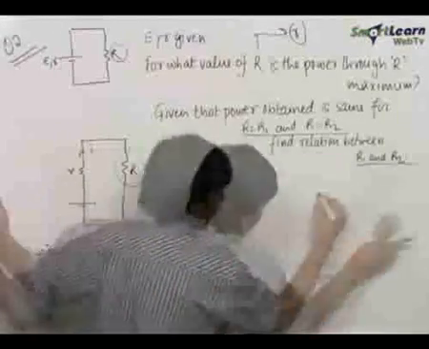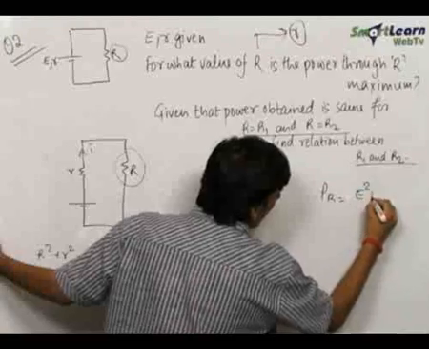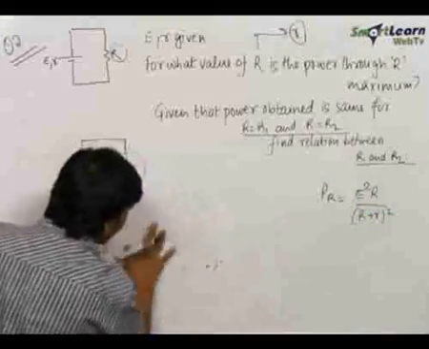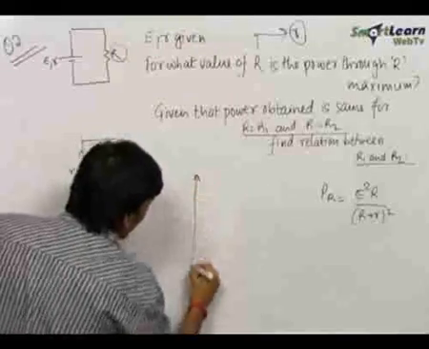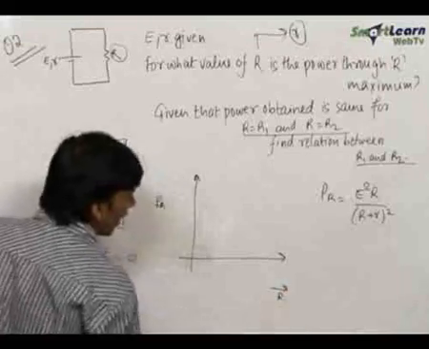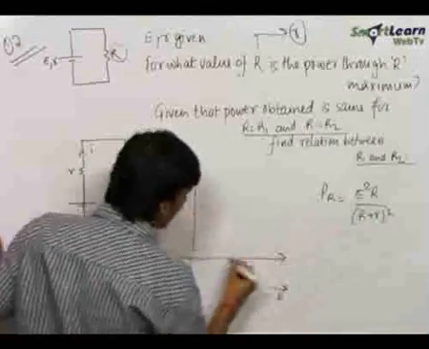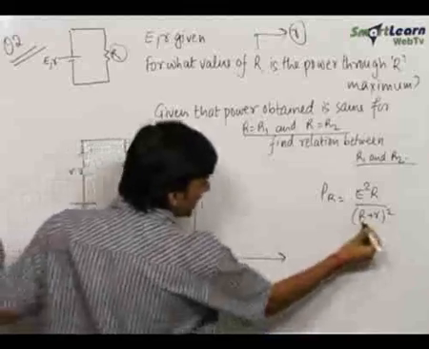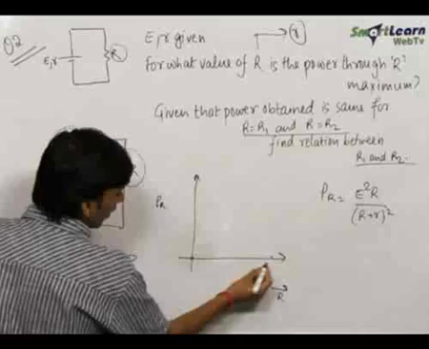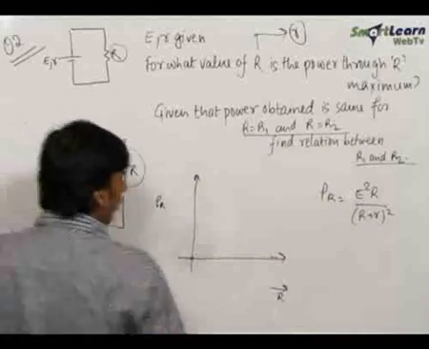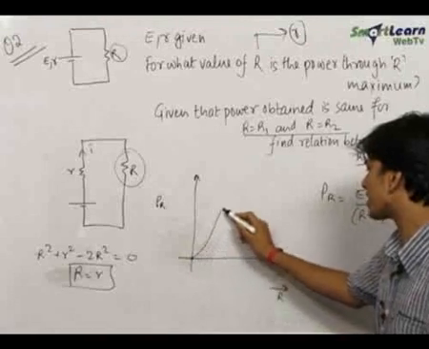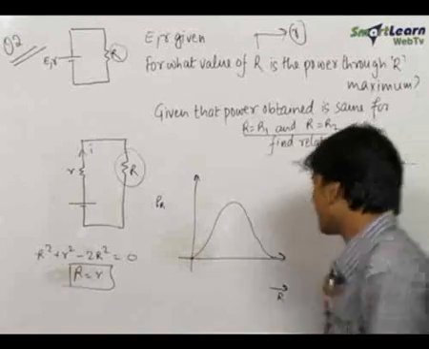for the second part, we knew that PR is equal to E square R upon R plus r whole square. Now on analyzing this, we see that if you draw the graph for power PR with changing R, if capital R is equal to 0, then the power is 0. If capital R is infinite, this term gets cancelled and again the power becomes tending to 0. Therefore there must be a maxima in between. The graph actually comes out something like this.